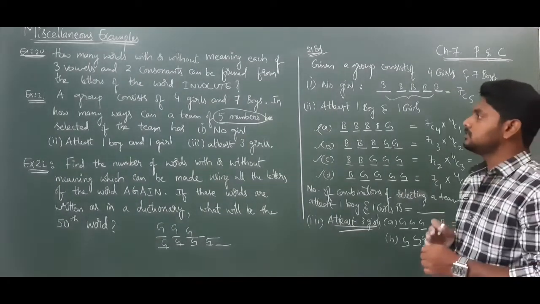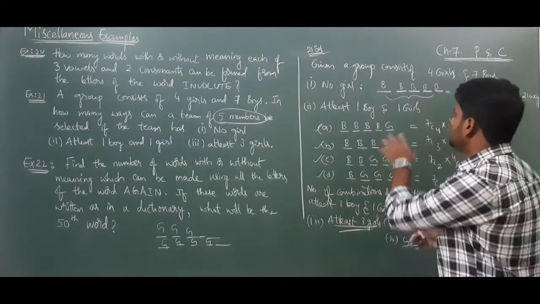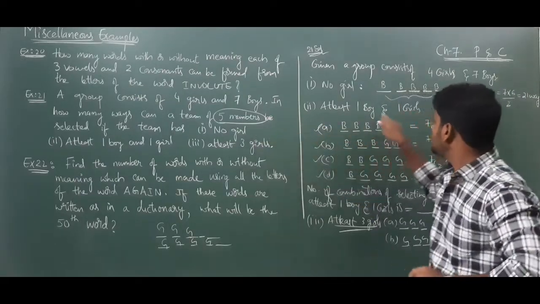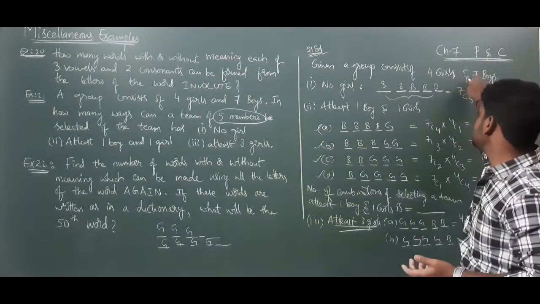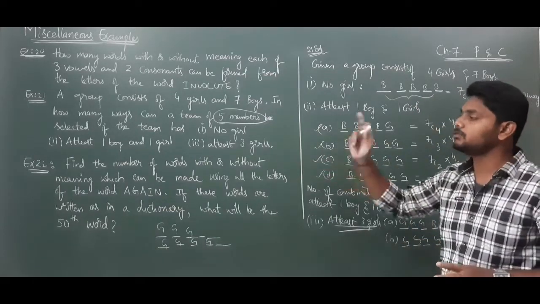I hope you understood. We have 4 girls and 7 boys. In how many ways can a team of 5 members be formed in which there is no girl? No girl means all should be boys. How many boys? 7. We need to take 5. So 7C5.